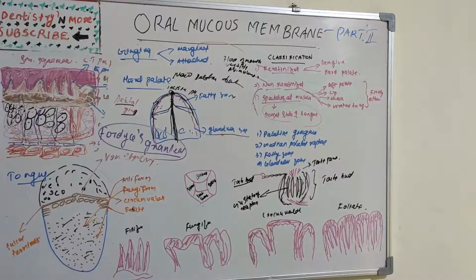So I'll come up with another session on dental histology. We have more chapters coming up. We have dentine, enamel, pulp, then we have salivary glands. So I'll come with any of these topics in my next session.